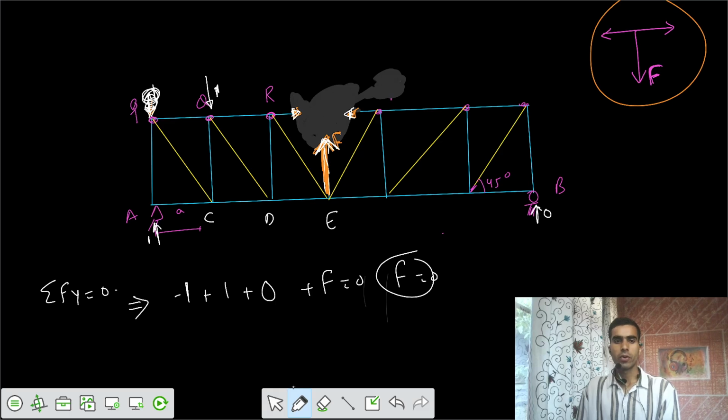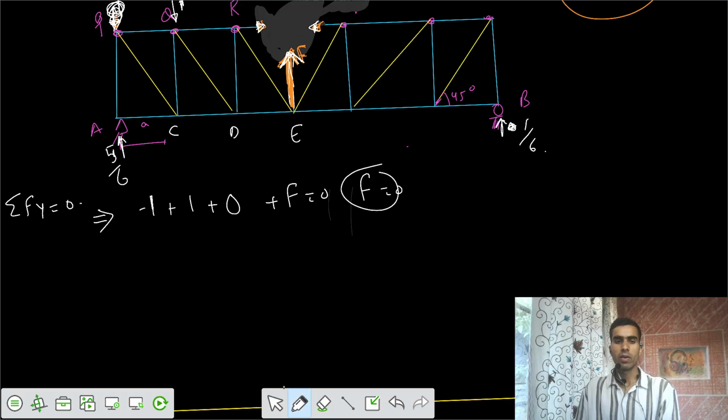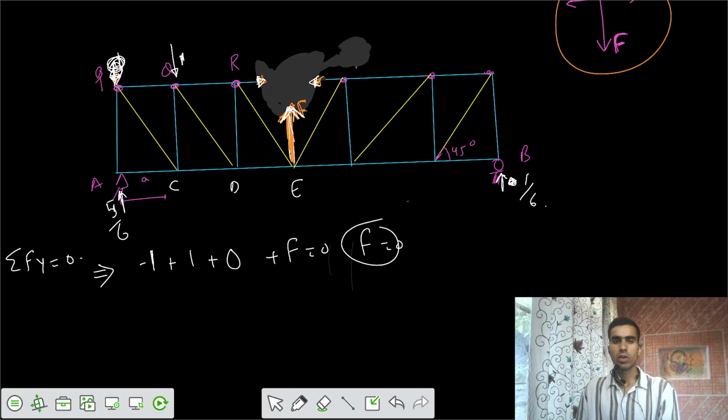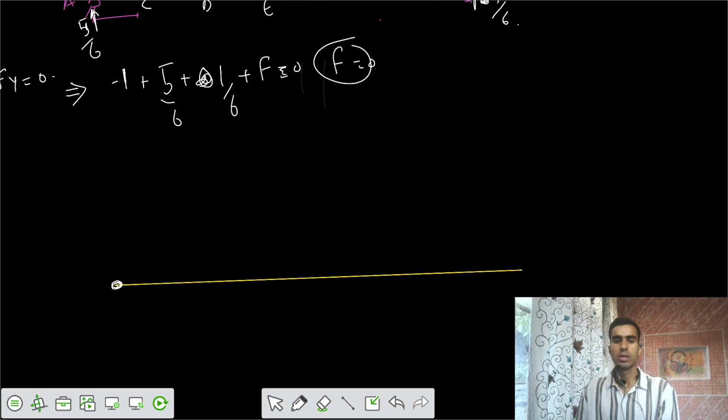Loading at joint Q. What is the reaction we have here? Is that 5 by 6? And that one would be 1 by 6. 5 by 6, 1 by 6. So we have downward loading of -1, and this one is your 5 by 6 upwards, and this is 1 by 6, and there is some F equals 0. So finally F is also 0. Can I get that F equals 0? F equals 0.